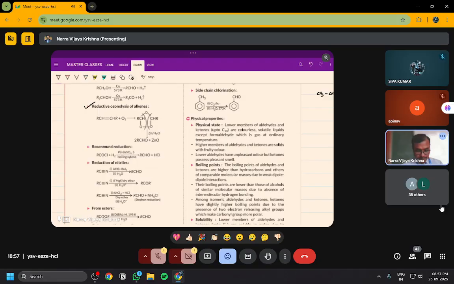Next one, Rosenmund reduction. Now observe this.